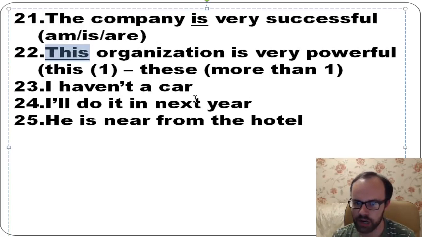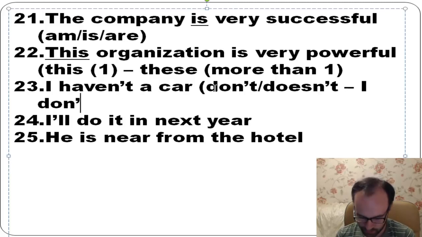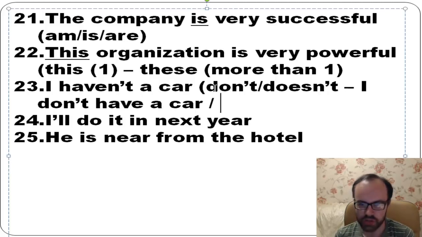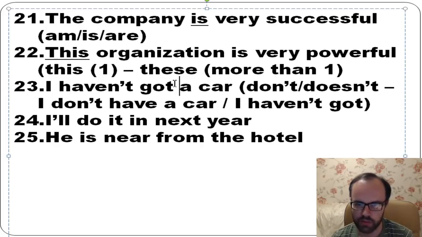Next, I haven't a car. So, you know that you can use a negative form with don't or doesn't. So, for example, I don't have a car. Or you can say it with haven't. But don't forget to add got. So I haven't got a car. Okay? So students often forget about it, really. Don't, please don't forget. Okay? So I don't have a car or I haven't got a car.